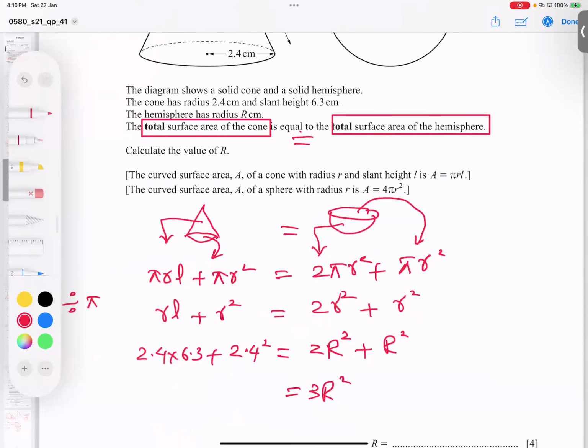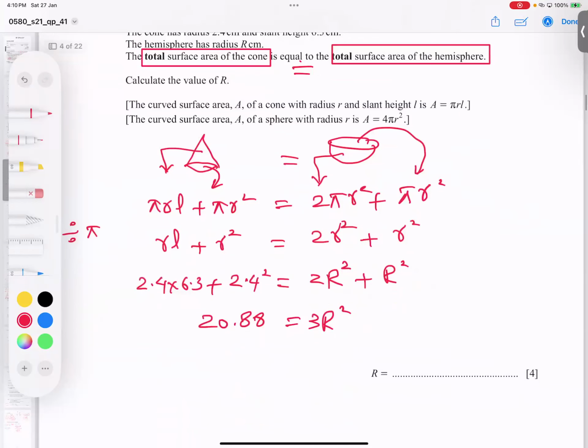Here I will type the whole thing in the calculator and let me check what the answer turns out to be. The answer coming is 20.88, exact. Now 3 will divide, because 3 is multiplying there. When 3 divides, students, what happens? I get R to the power 2 is 174 over 25.